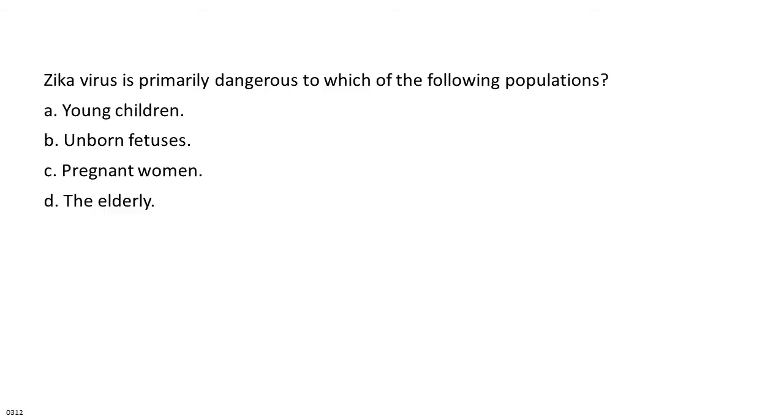Zika virus is primarily dangerous to which of the following populations? A. Young children. B. Unborn fetuses. C. Pregnant women. D. The elderly.